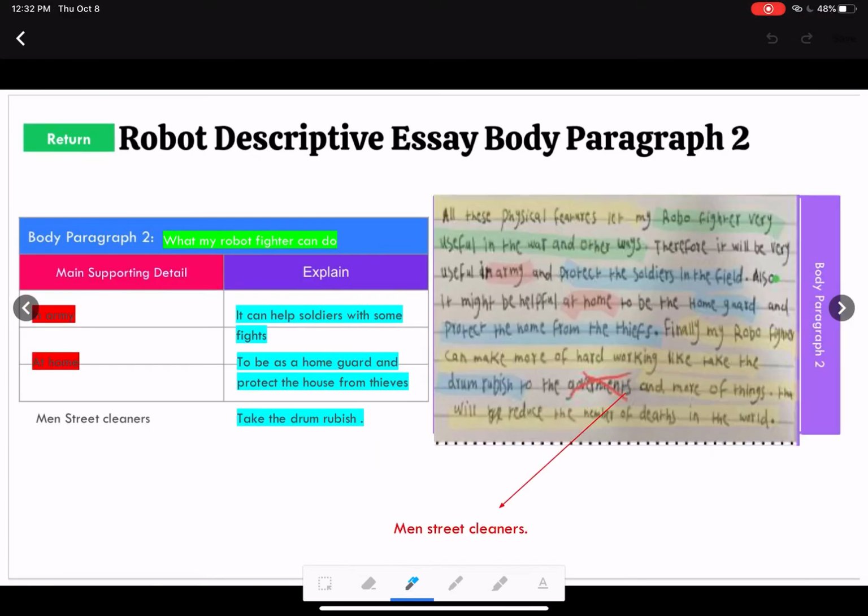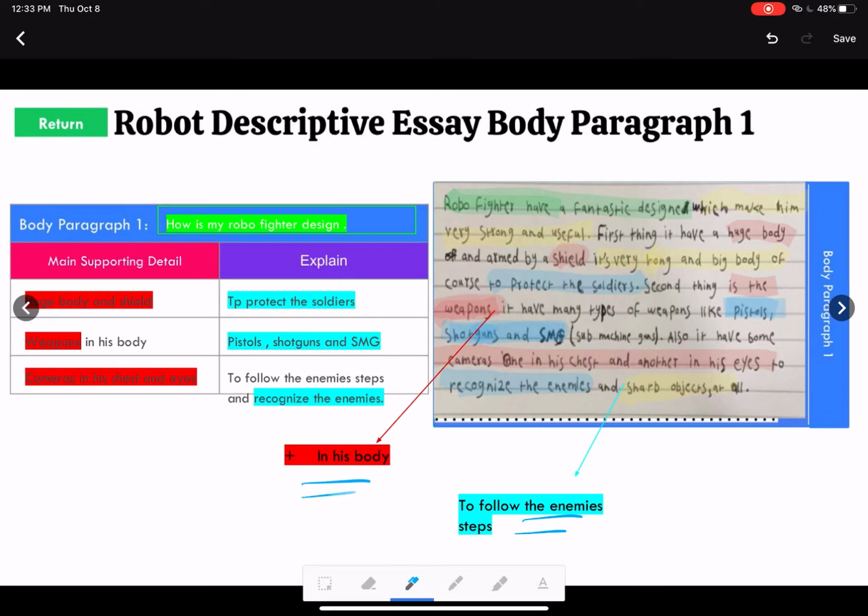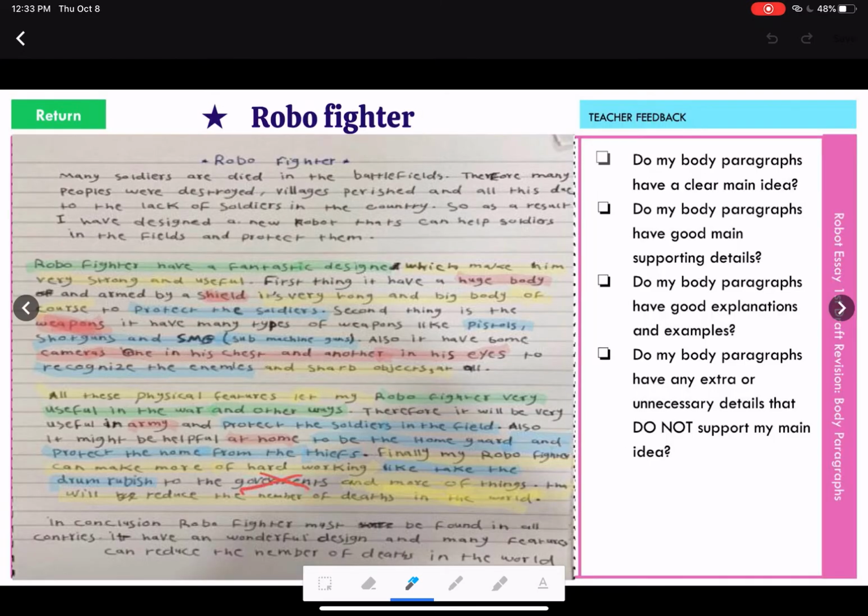Now let's get into those. Excellent. Yes, we've made some changes. Good work there, Yarub. Look at those changes that you made in your first draft. So we said each of your body paragraphs had a clear main idea that was already there. And now let's look at those main supporting details, right?